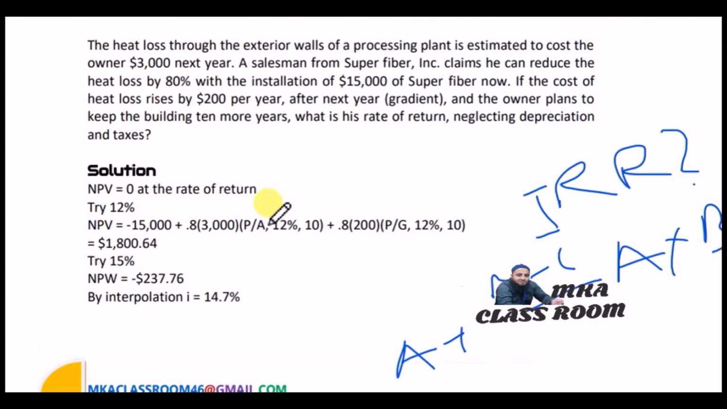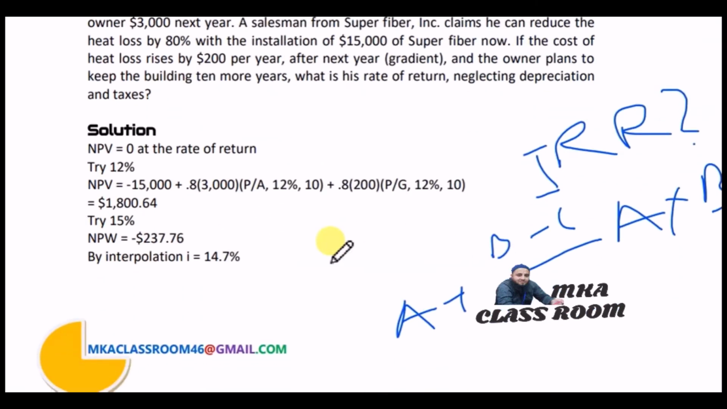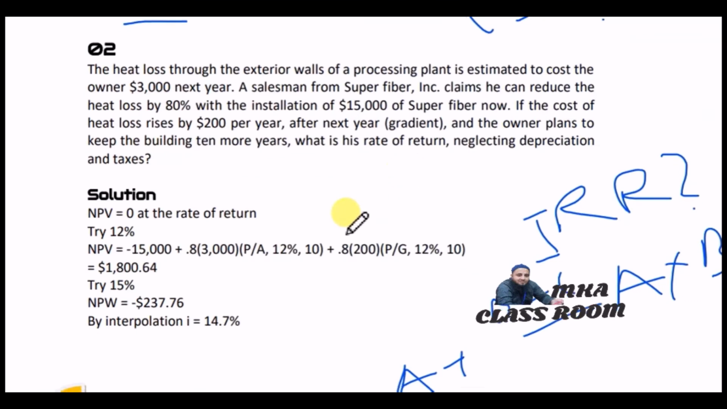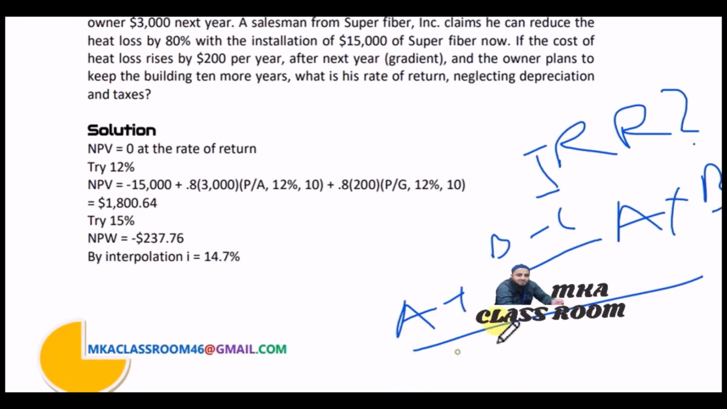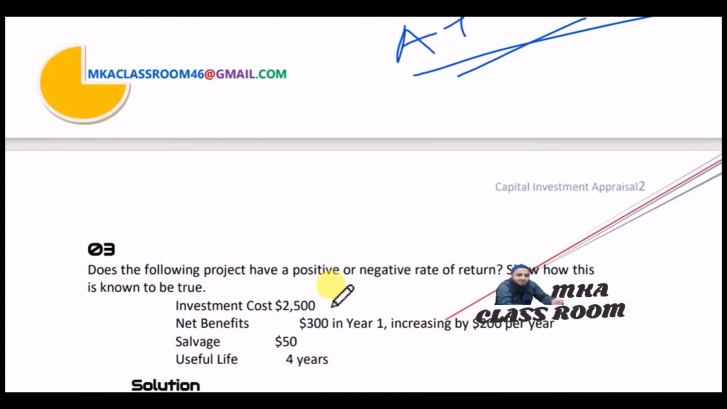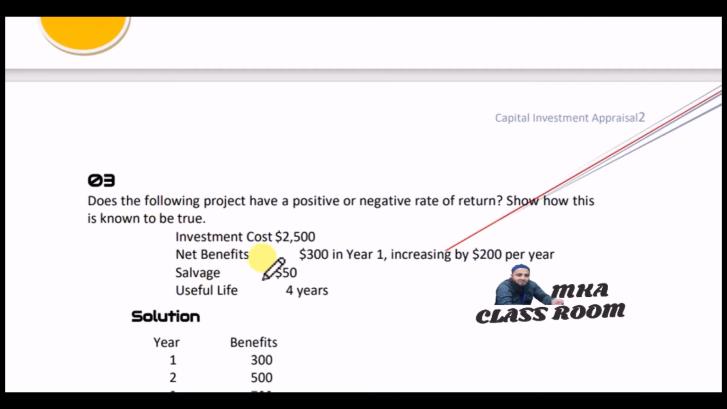So you can use IRR to NPV. One is positive and another is negative. Then you use the interpolation formula, then you can get IRR. Here in example 2, you have to find out IRR. So 12%, 15% negative, then you try IRR interpolation, it says 14.7%.